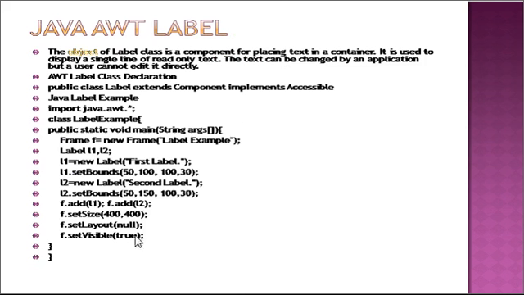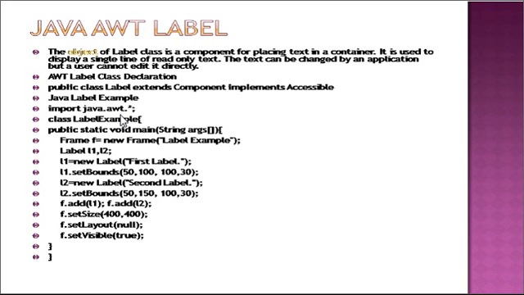The second class is AWT Label. An object of the Label class is a component for placing text in a container. We can assign any object a particular name and particular text on our container. It is used to display a single line of read-only text. The text can be changed by an application, but a user cannot edit it directly.